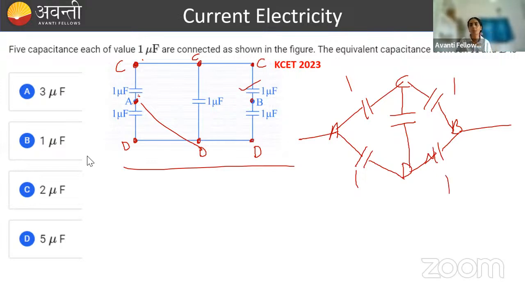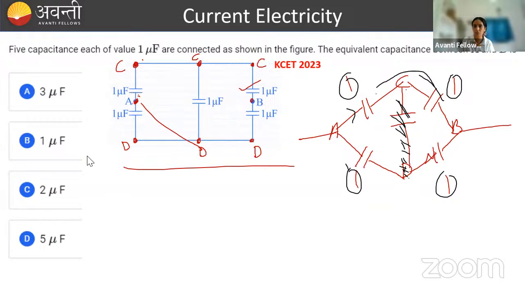Again, use the concept of balanced Wheatstone bridge. Here, this bridge is balanced because C1 by C2 is equal to C3 by C4. 1 by 1 equal to 1 by 1. Equal, right? So, along this, there will be no potential difference. C and D will share the same potential because no current will flow along this, right? Now, if there is no current flowing through this, it means whatever current is coming here will go here. So these two are in series, these two are in series. Correct?